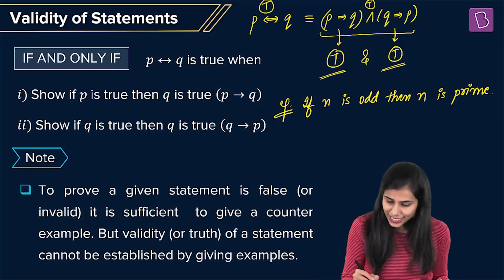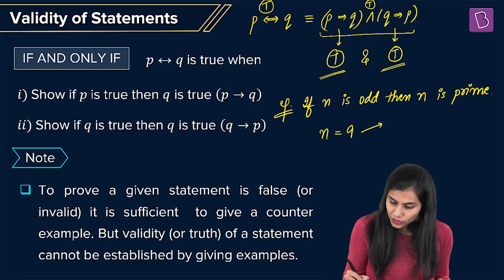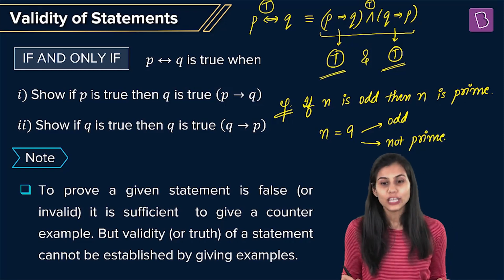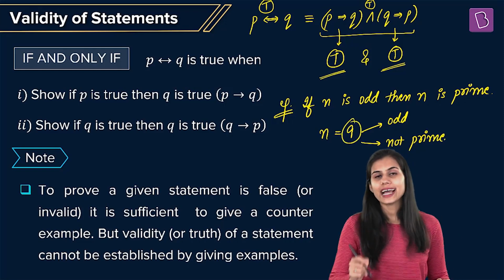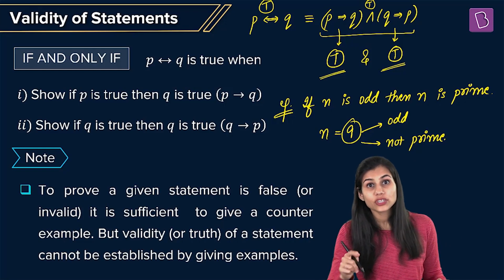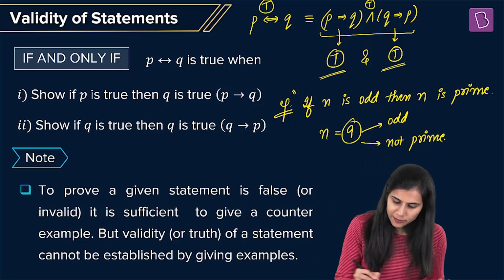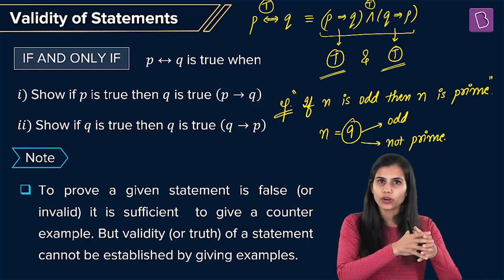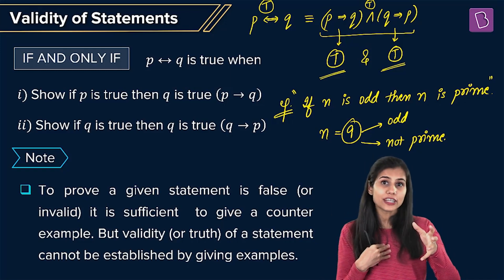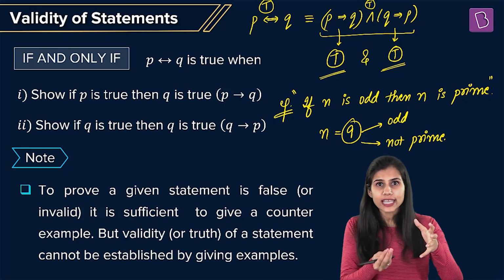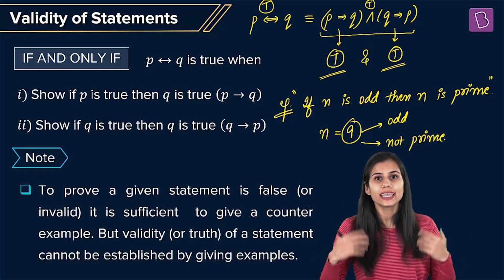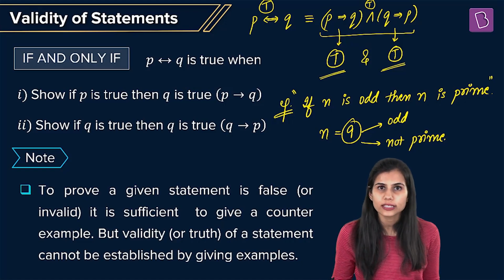9. Let me take 9. I know 9 is odd, but 9 is not prime. So 9 is acting as that counter-example, which is actually countering the claim made by the statement. The statement said whenever n is odd, then n is prime. But I have a natural number 9, which is yes odd, but it is not prime. That means the given statement is not true. It is invalid. It is false.